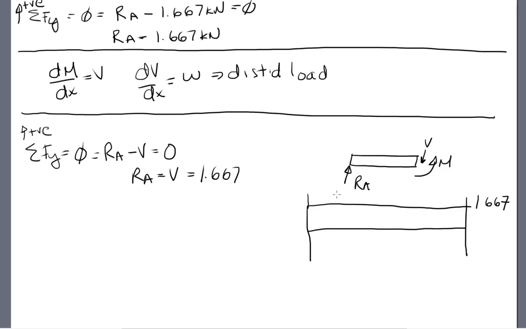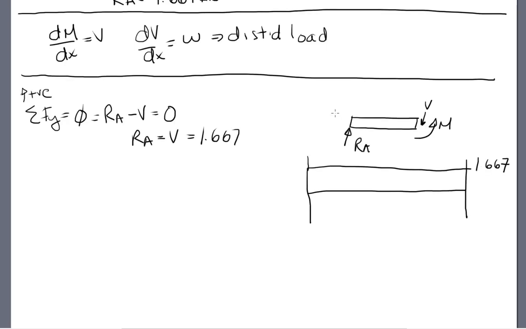So really, that's interesting, right? It means it's constant. If you think about it, dM/dx is equal to V. So the change in M with respect to x is going to be equal to 1.667 across the entire beam. The trick now is we have an applied moment that's going to alter the bending moment diagram. Now that we have this as shear, we'll do kilonewtons here.